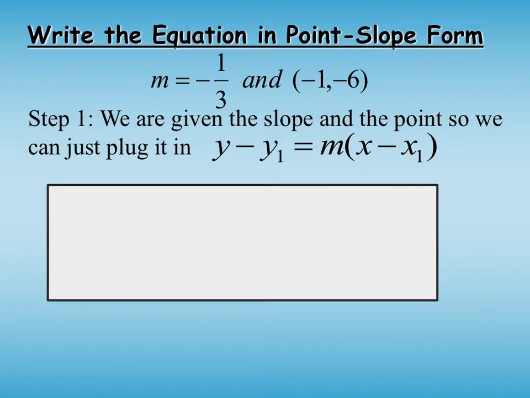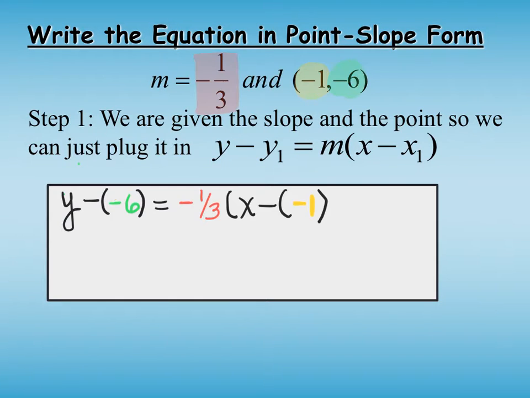So we're going to do this one together. Write the equation in point slope form. We're given the slope and we're given the point. So what we're going to do is we're just going to plug it in. So I've done all my substitutions.